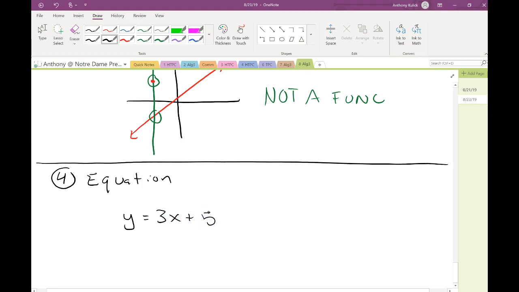So let's say we have the equation y equals 3x plus 5. Is this a function? What do you guys think? Is this a function? Okay, you say yes. Why do you say yes?